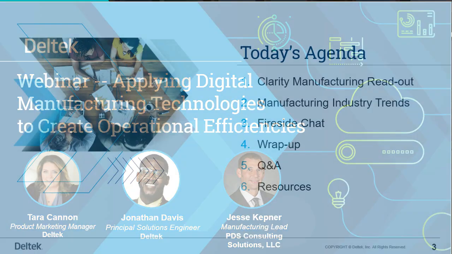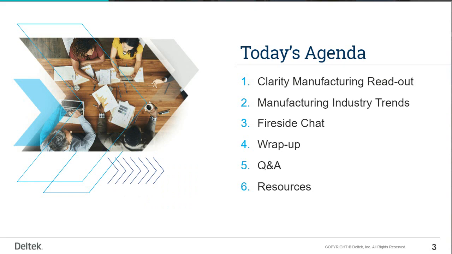Before we get into the good stuff, the chat that Jesse and Jonathan are going to have on digital transformation and manufacturing, I did want to update you on our Clarity Manufacturing readout. This is a new section for Clarity this year, and it provided some really good insights on what your peers are thinking and doing in the manufacturing space. Then I'll quickly go over a few manufacturing industry trends and then turn it over to Jesse and Jonathan for their fireside chat. After the chat, we will open up for Q&A questions. So let's get into it.